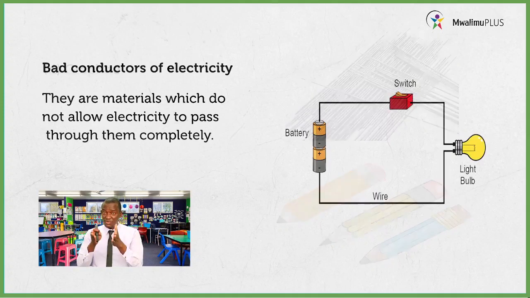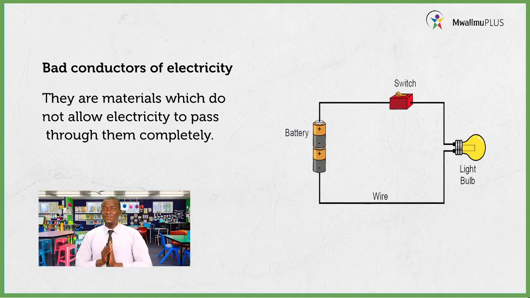We are now going to talk about bad conductors of electricity. What do you think they are? Very good. Bad conductors of electricity are materials that do not allow electricity to pass through them. And we are going to learn about some of them. I want you to look at that, our simple electric circuit.